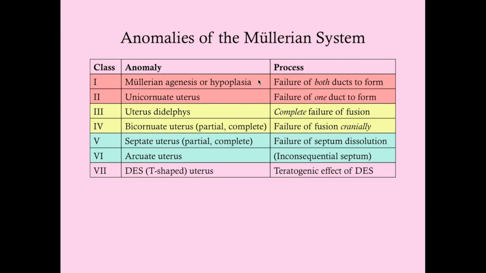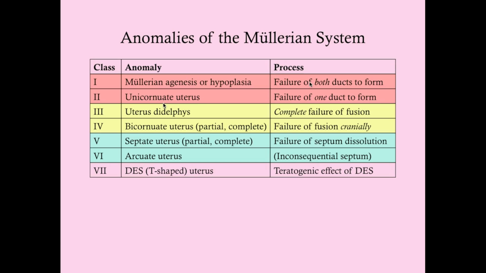Okay, so we have 3 steps here: formation of the ducts, fusion of the ducts, and then dissolution of the septum. That's going to be important that you know those 3 steps, because it will make these disorders make more sense. And really, when we go in this order, we're talking about severity. So this Müllerian agenesis or hypoplasia will have the most severe impact on the woman. She will not be fertile. Well, she'll be fertile, but she will not be able to carry pregnancies. So that will be the most severe.